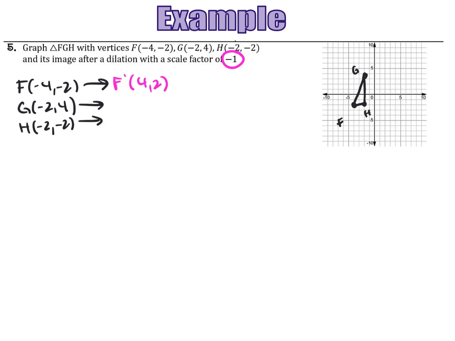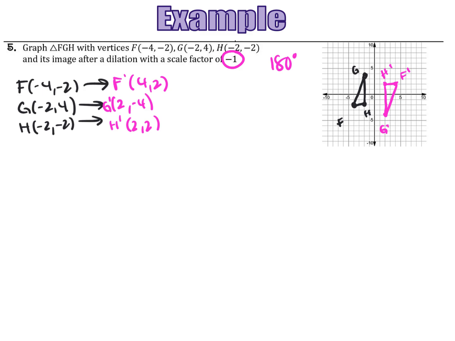So F prime is going to become positive 4, 2. G prime is going to become 2, negative 4. H prime is going to become 2, 2. Let's see what happens when we graph that. So this doesn't actually look like a dilation at all. It kind of looks like it's rotated in some way, but it looks like exactly the same shape. What it has done is it has rotated 180 degrees.